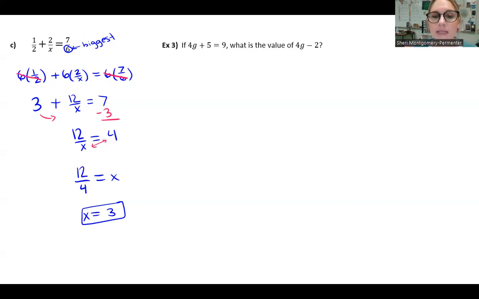The next problem says if 4g plus 5 is equal to 9, what is the value of 4g minus 2? This is a 2-step problem. So our first step, very good, solve for g. Our second step is going to be to plug it in.